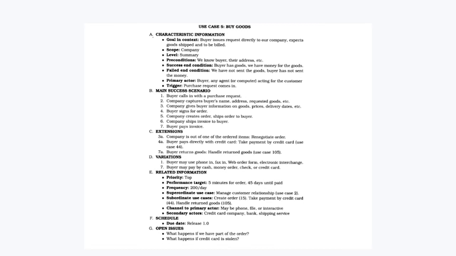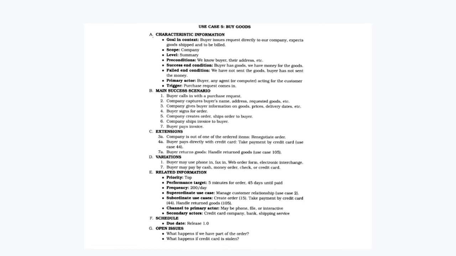The scope is only for that company. If that software doesn't work, it won't affect us as long as we have other software. It won't affect other companies. The scope will be only for that company. Meaning in order for that company to survive, this software is a must.